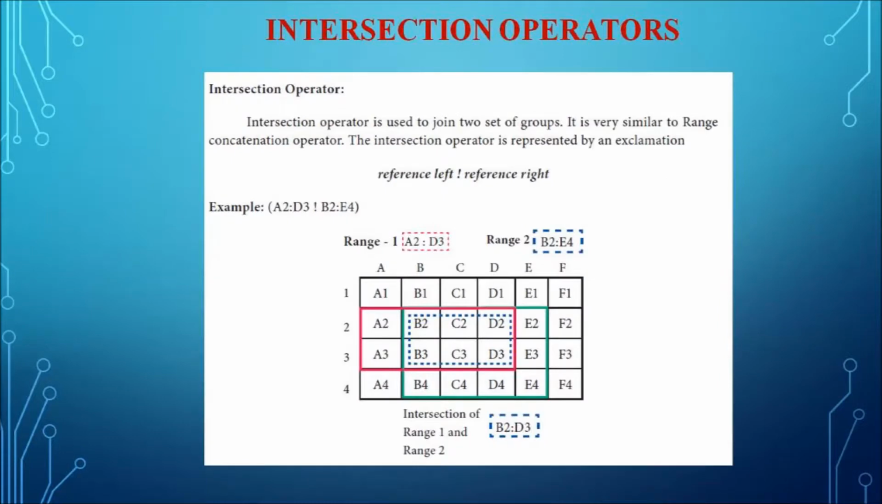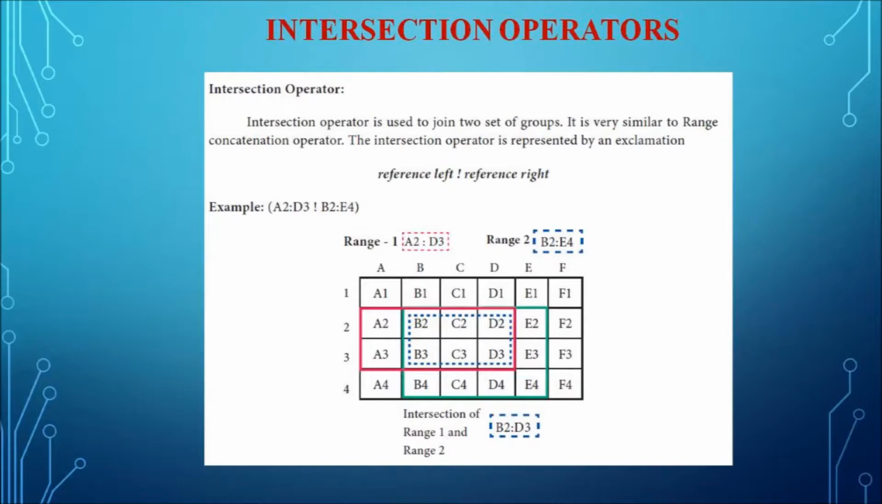And next one is the intersection operator. Intersection means it combines two different groups and results in only the common elements between the two groups. It is similar in form to the reference concatenation operator. The symbol used here is the exclamation mark: reference left, exclamation mark, reference right.